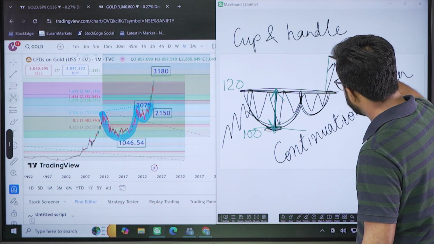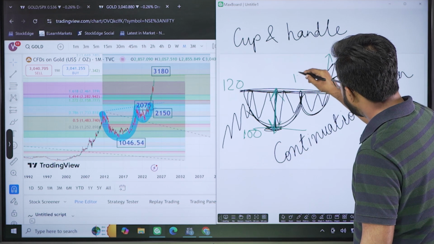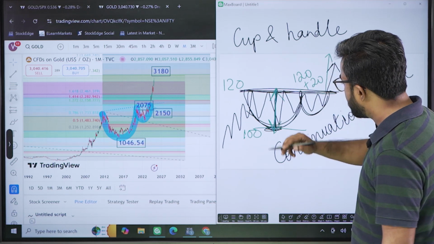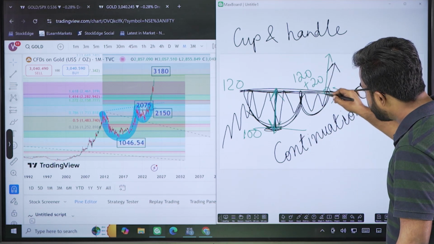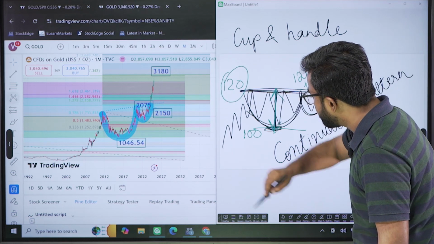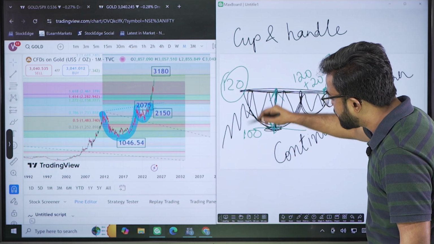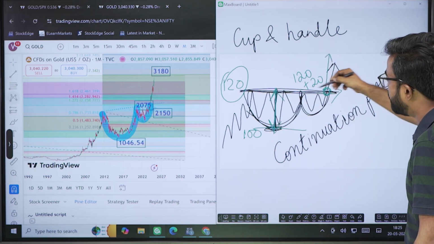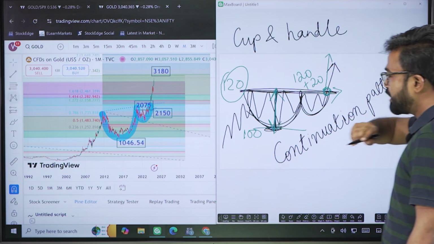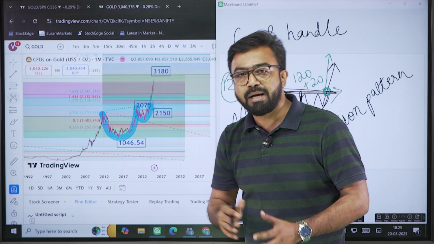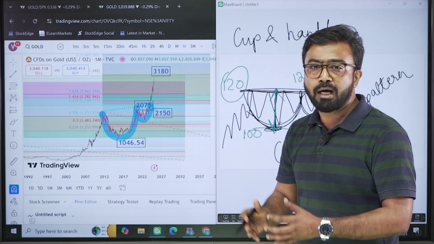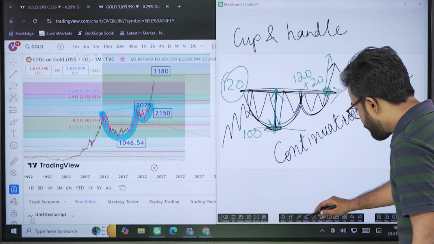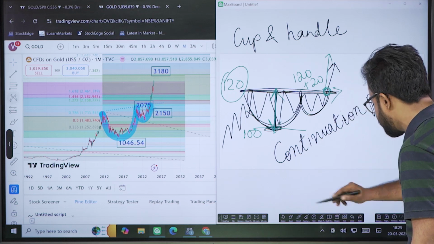Then you need to subtract 120 minus 100 and add it from here. That means 120 plus 20, because this is the breakout level which is 120, right? And the subtraction that you have done is 20 points which you have added with this breakout zone, that is 140, fine. So this is the theoretical cup and handle pattern, but sometimes on chart we might not get theoretical cup and handle pattern. Let me show you that how it is considered in other cases.